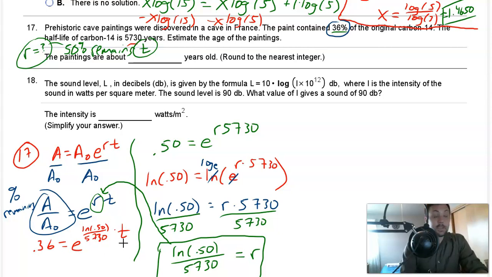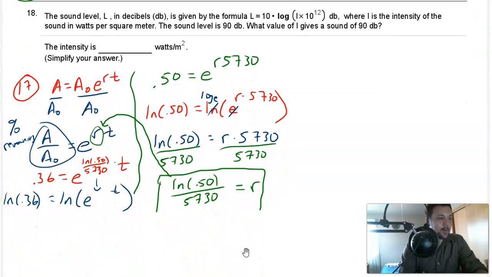And then I can solve this for t in the same way as we did for r over here. We're going to do natural log to both sides. So we'll have natural log of 0.36 equals the natural log of e to this thing, I'm going to go ahead and cheat there, times t, just like before. Let me see if I have any more room down here. Okay, I do have a little bit more. That's nice.